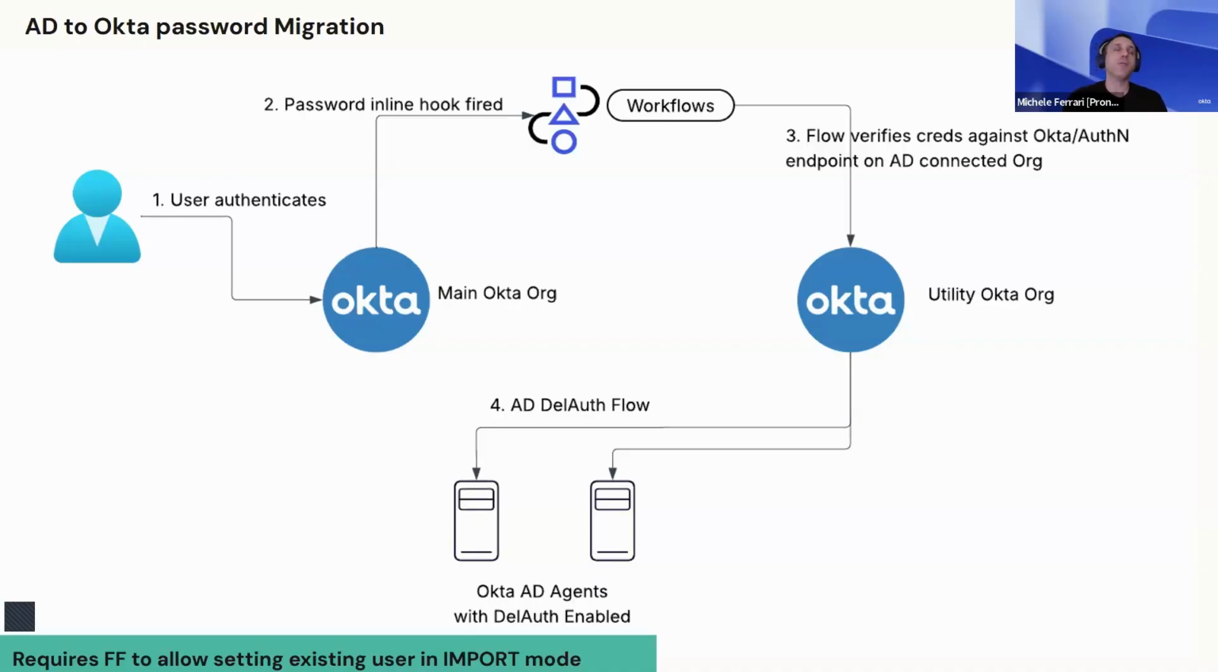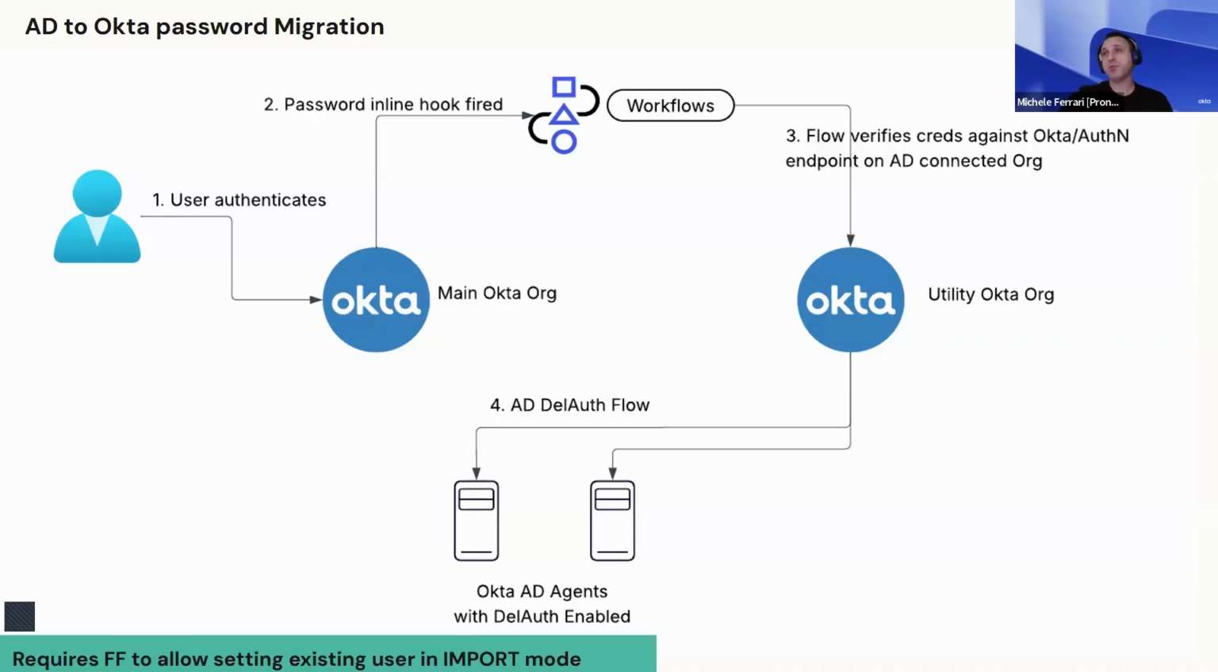So what we usually do, especially for Active Directory password migration from Active Directory to Okta, is configure a utility Okta org, which is just an additional Okta org, and we configure the directory integration. We install the Okta AD agent on the domain controller.